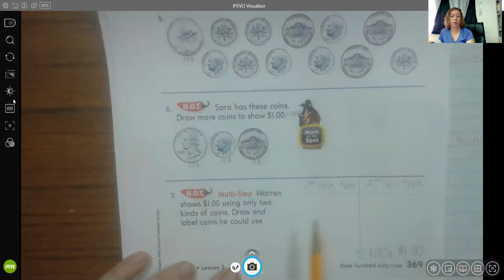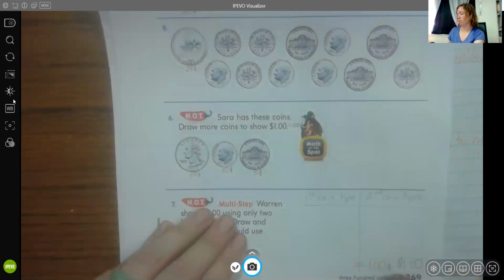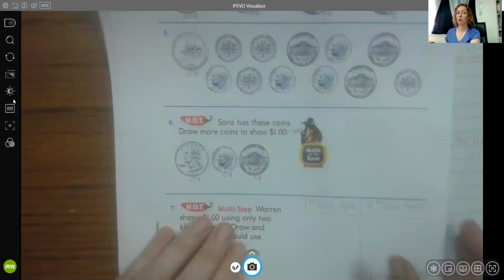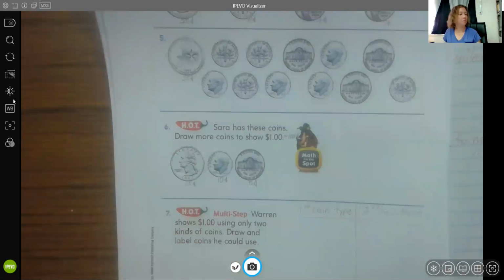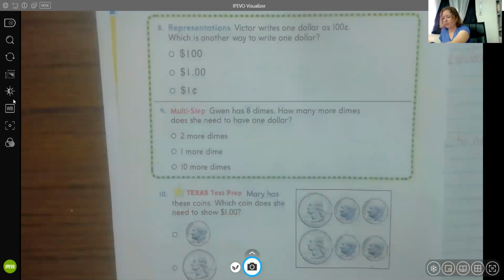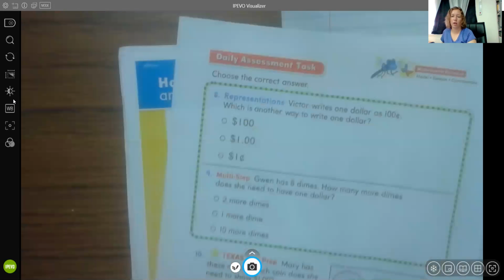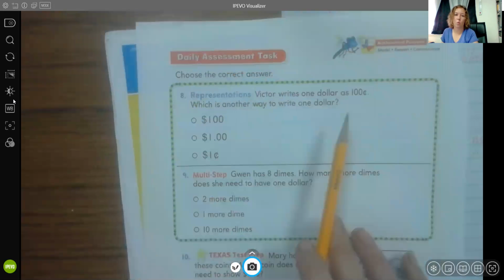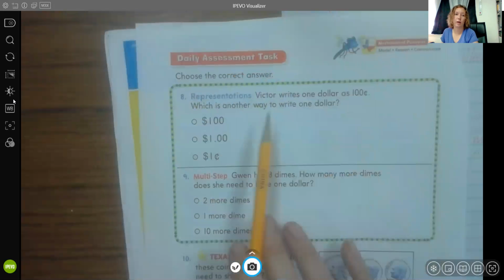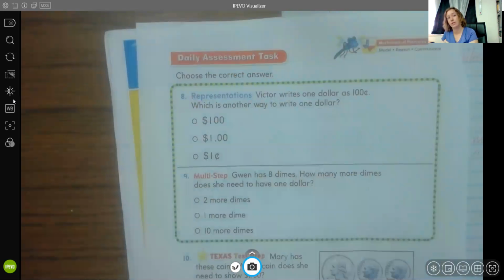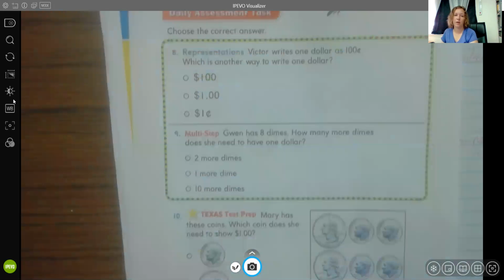And you might use 4 of one coin and only 1 of another coin, okay? That actually won't work, but okay. 370, number 8. Victor writes $1 as 100 cents, which is another way to write $1. We've gone over that several times, so I hope you get it right.